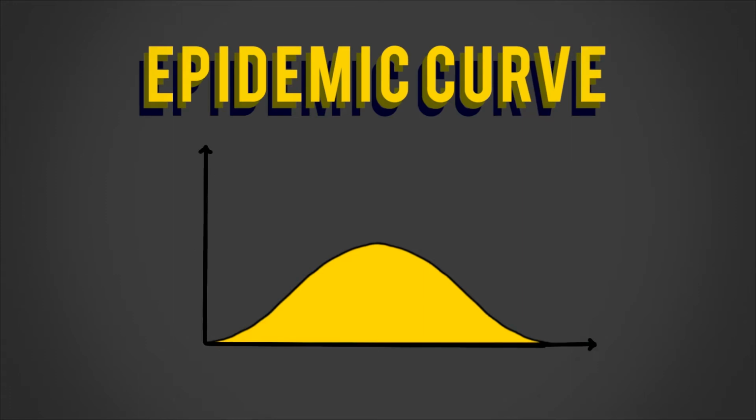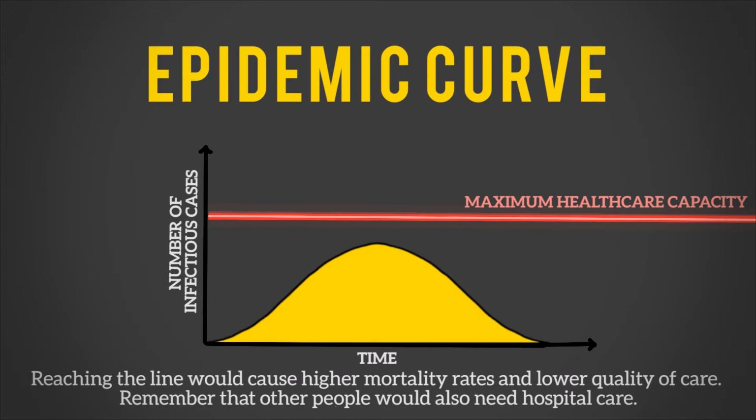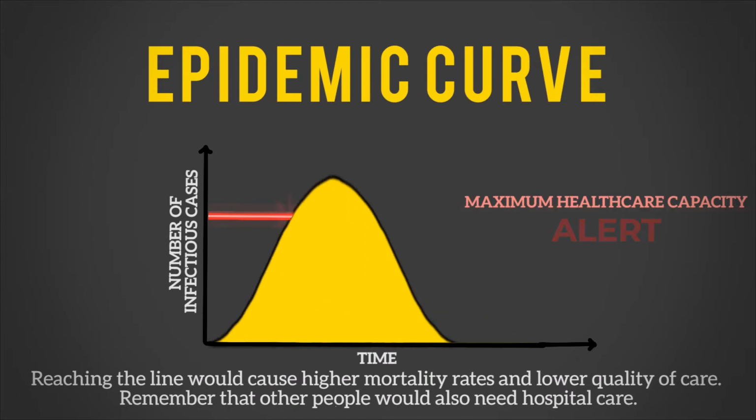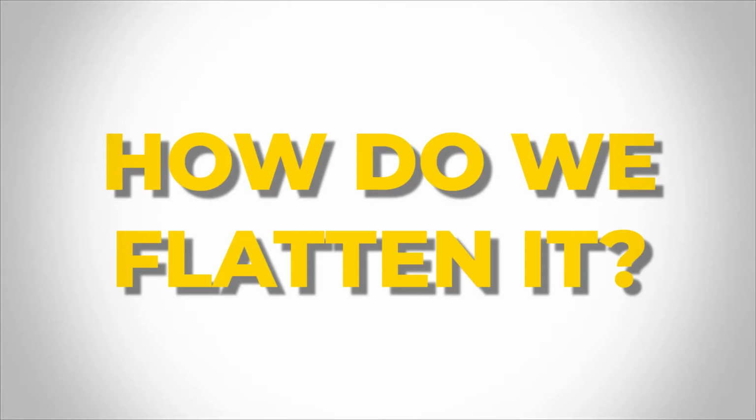It is the graph of the number of infectious cases of a certain region through time. We need to make sure that the number of cases would not reach the line. Although it's faster, many would die. So how do we flatten it?